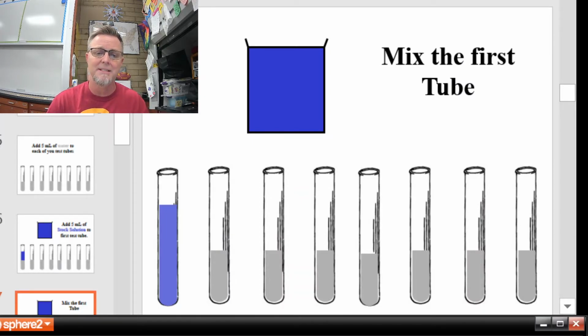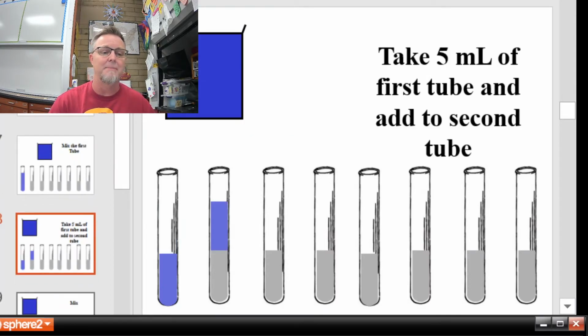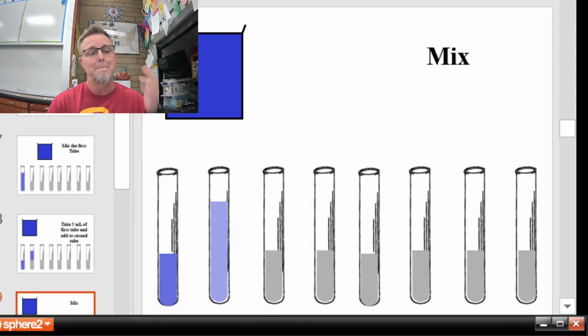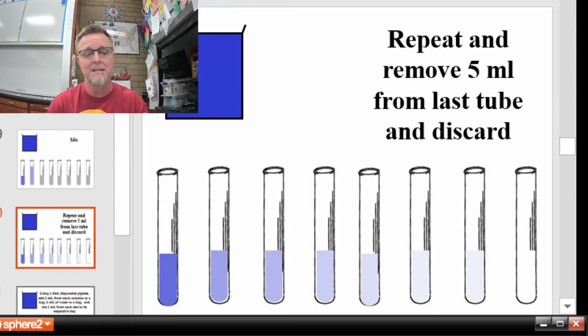I've now got one test tube that has 10 mils of a mixture of plain water with my stock solution. I'm going to take 5 mils from that first test tube, transfer it to the second test tube, mix, and repeat until I get to the end of the line. Look what happens, right? 5 mils from the first tube, add to the second tube, mix, and repeat. And I'm going to keep doing that until I get all the way to the end of the line.